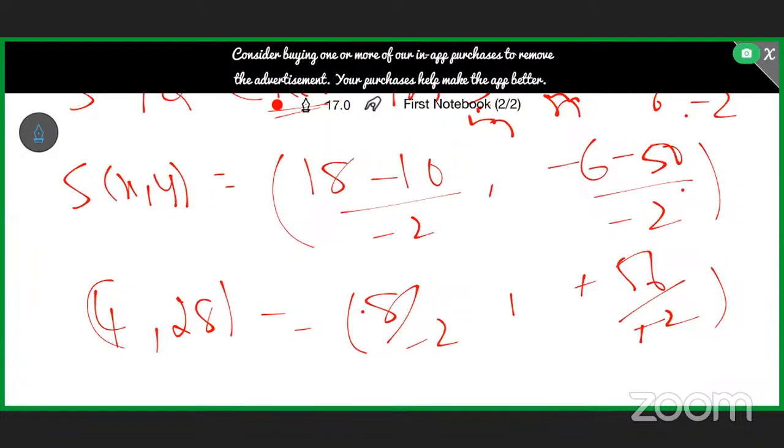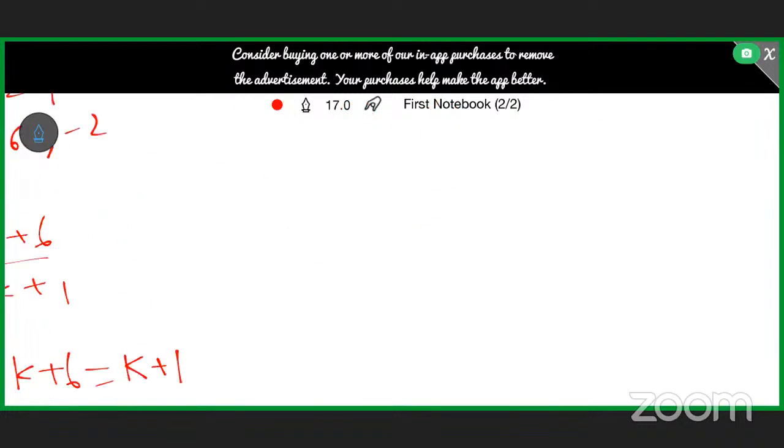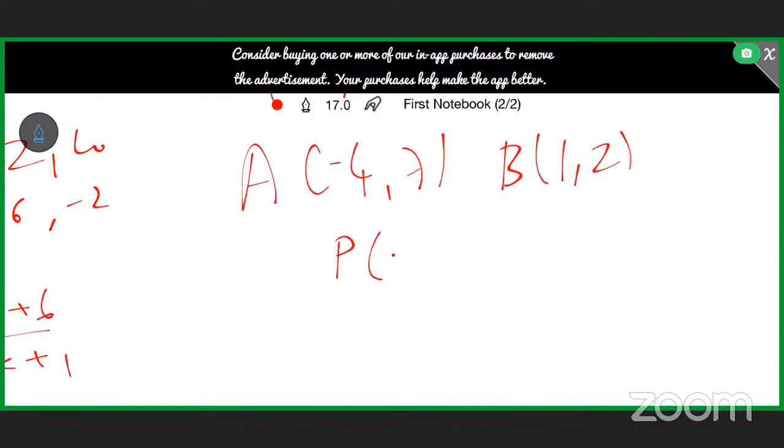Let the coordinates of A be minus 4 comma 7 and B be 1 comma 2, and let my point P be minus 1 comma 4. Find the harmonic conjugate of P.